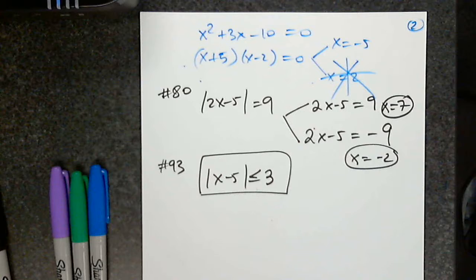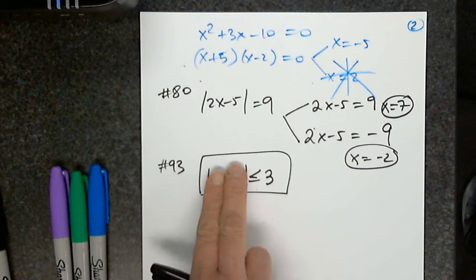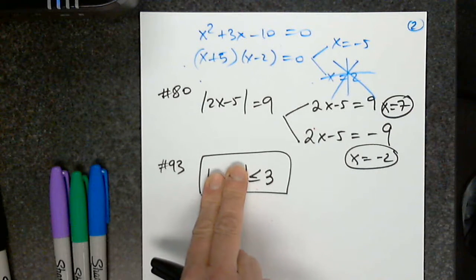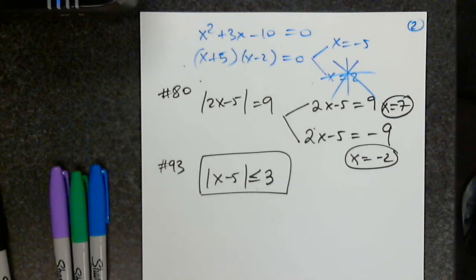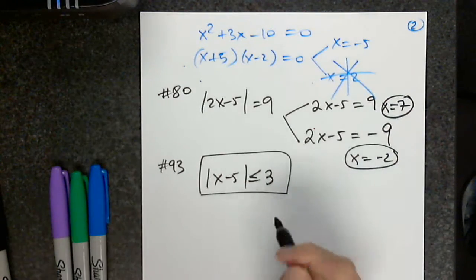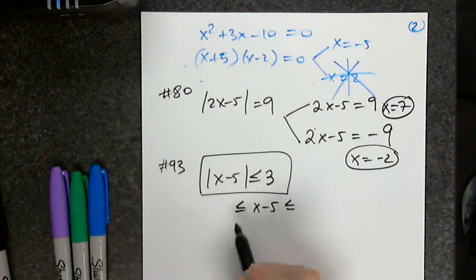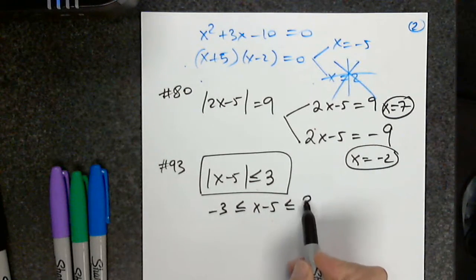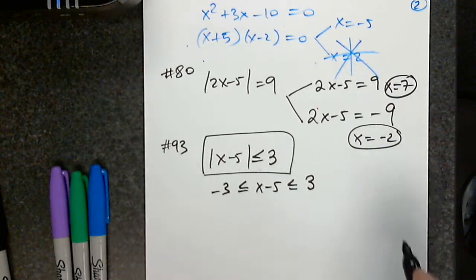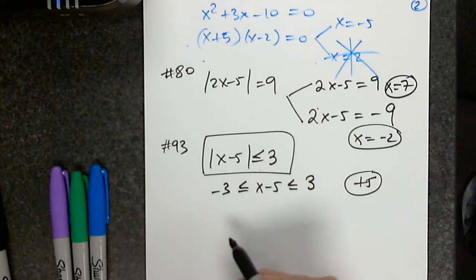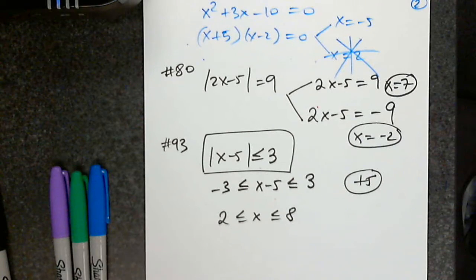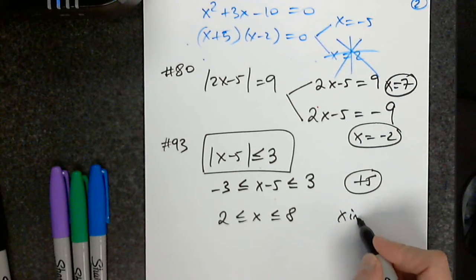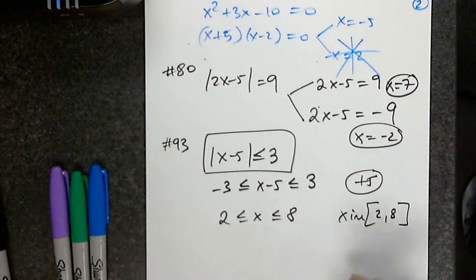Okay, here's how I think. I'm trying to find numbers whose distance from 0 is 3 or less. 3 units or less, which means that x minus 5 must be between negative 3 and 3. So I'm going to add 5 to all 3 sides, and I have 2 less than or equal to x less than or equal to 8. And that is the solution. X in the interval 2, 8.